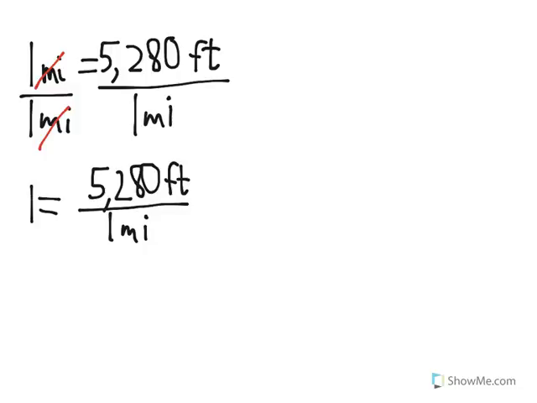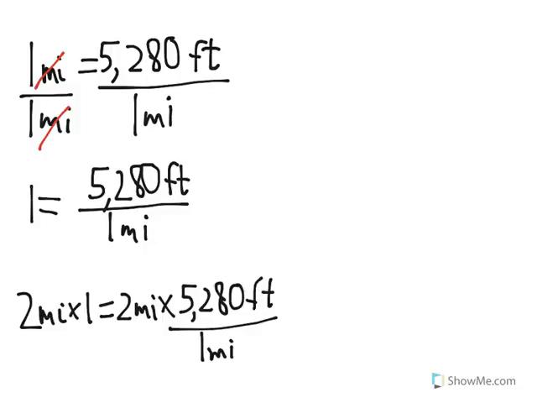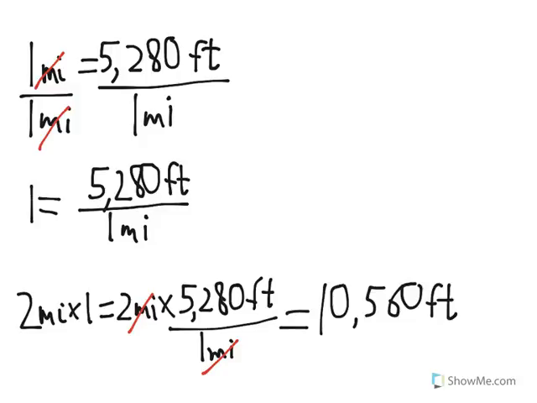So for instance, 2 miles times 1 equals 2 miles. So 2 miles times 5,280 feet over 1 mile equals 2 miles. Once again, we can cancel out the miles terms, which just leaves us with 2 times 5,280 feet, or 10,560 feet. And this in the end gives us a very simple thing. It says 2 miles equals 10,560 feet. We successfully converted from one to another.